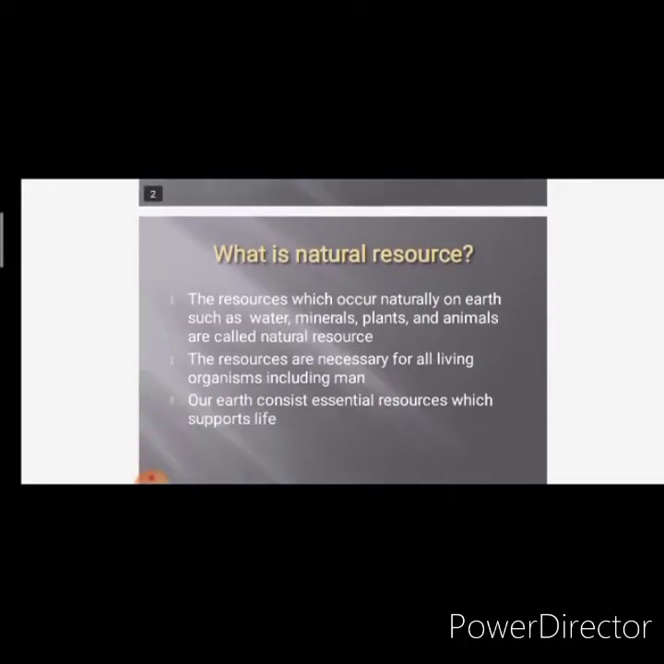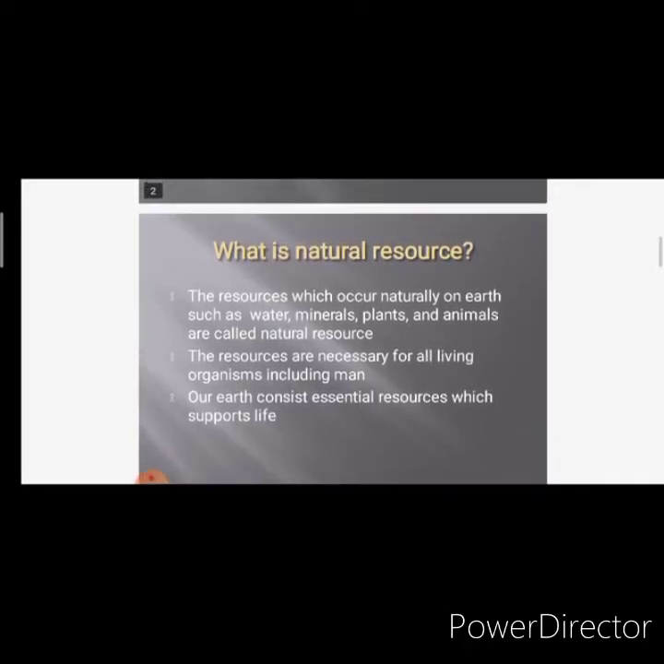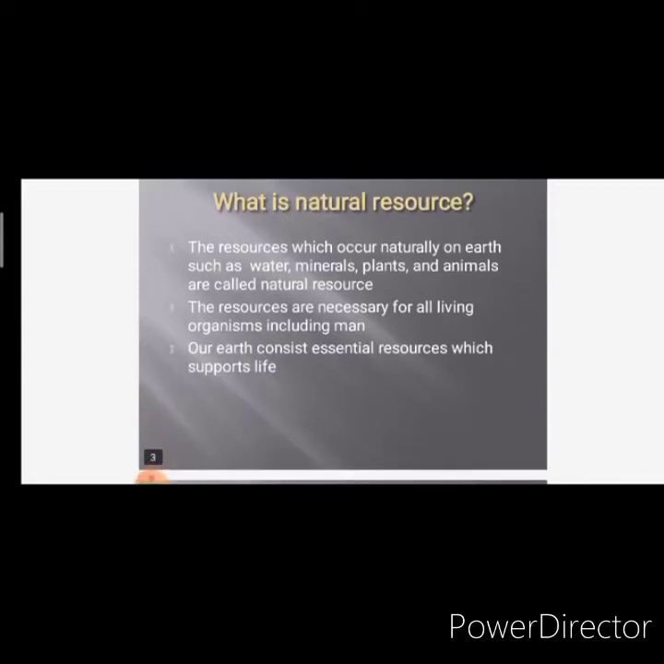Okay, children, natural resources are resources which occur naturally on the earth, such as water, minerals, plants, and animals. The resources are necessary for all living organisms, including us, that is, the people. Our earth consists of essential resources which support our life. And children, it is very important that we know what natural resources are, and what the essential items are which support life on the earth. Now, the classification of natural resources.